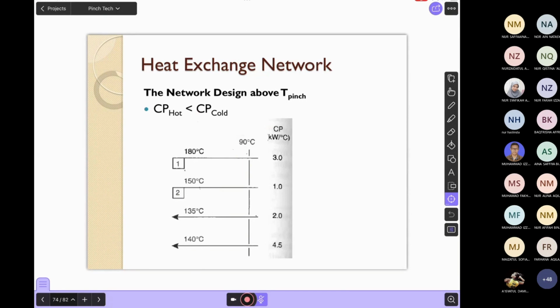Okay. First, you need to have the idea first. Okay, idea you mesti ada dulu. Right? Idea you mesti ada. Okay. So this is the moment you have 90 degree Celsius. Okay. Sebagai hot stream punya pinch temperature.